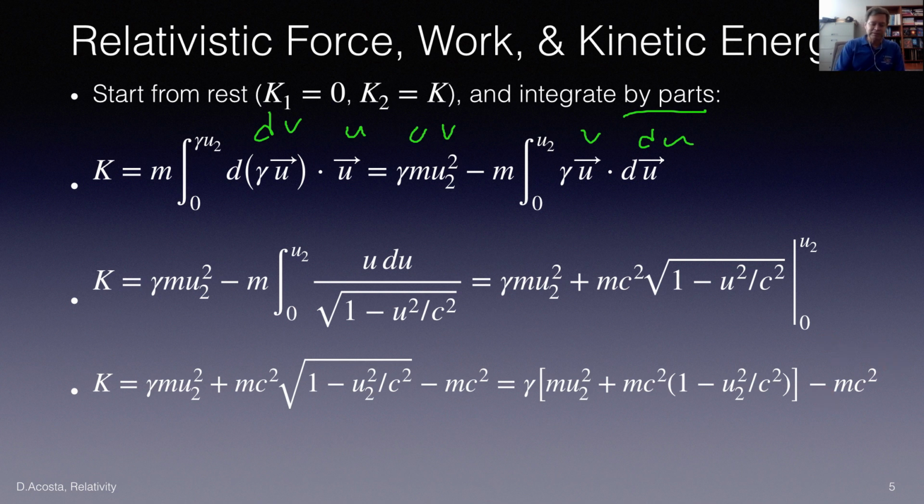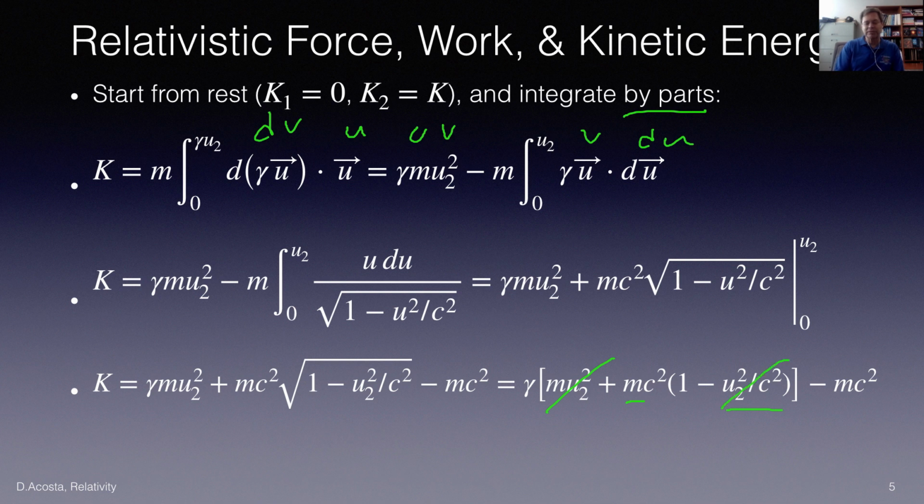But now what we can see is that this m u2 squared term in the first part in the brackets, when I multiply mc squared times minus u2 squared over c squared, gives me minus m u2 squared.